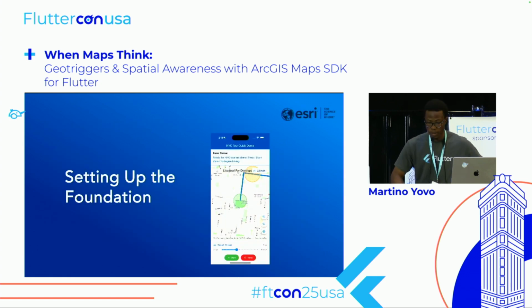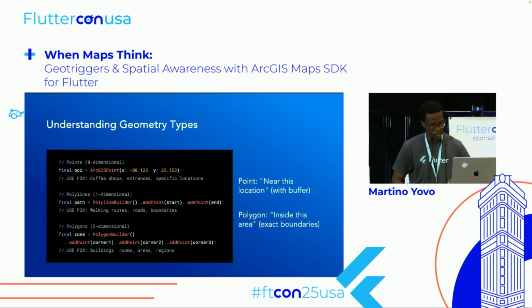Yeah, so let's see some foundations. Right now, I'm going to talk about the geometry types. So we have 3 geometry types. The first one is a point, so a point of interest. So we don't want a zone, but we want a specific point, let's say a specific location. So to define that, we are going to use the ArcGIS point class. And you can use it for coffee shops, entrances, and other specific locations.